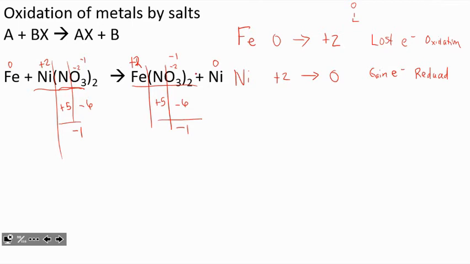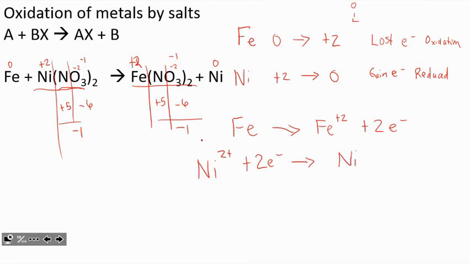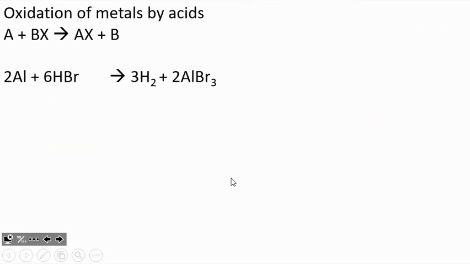If we look in terms of ionic equations here and splitting these out into half reactions, our iron went from a 0 over here to being iron +2 plus 2 electrons. Those 2 electrons then were picked up by our nickel. So our nickel was a +2 plus 2 electrons is going to give us nickel over here. And so these are our half reactions. And like I said, they're going to become vitally important when we get into Unit 9, and you're going to need to be very, very comfortable with doing these.